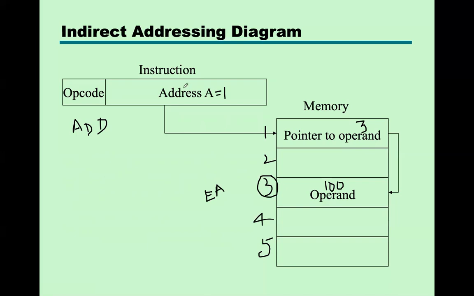Because 1 it is specifying here, but in 1 it is not a direct address. It is going to fetch in the first location the data 3. Then again, it will go to that location 3 and fetch the data. How many memory references does it require? 2 memory references. This is the first reference, this is the second reference. So 2 memory references are required here.